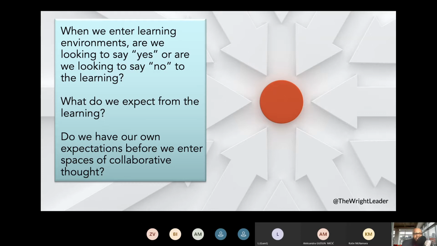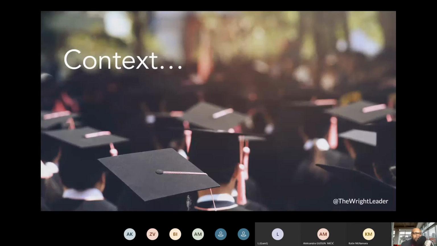Do we have our own expectations before we enter into spaces of collaborative thought? We absolutely should have our own expectations. And of course, when we are facilitating conversations at a collaborative level, they allow us to see, hey, where's everybody at with this? Are you expecting what I'm expecting? And I can tell you that some great dialogues have come from those three questions, where I've used them before in the past.